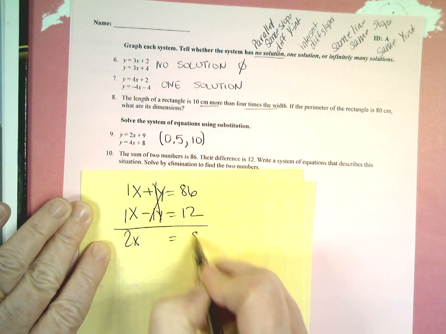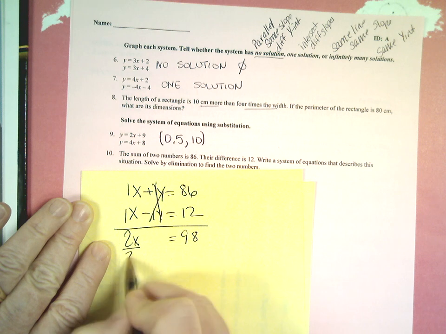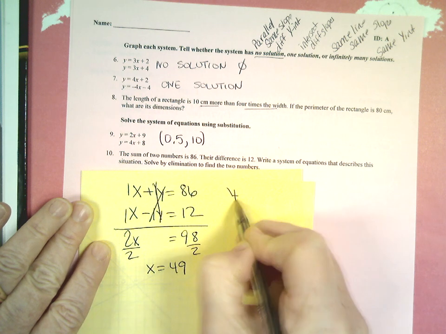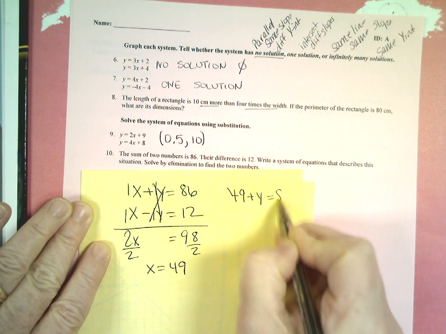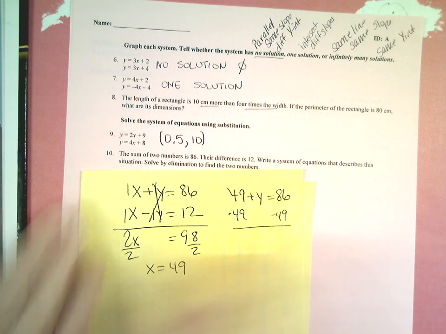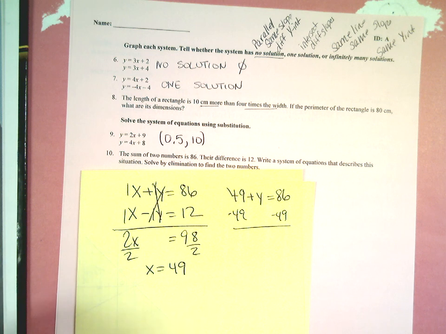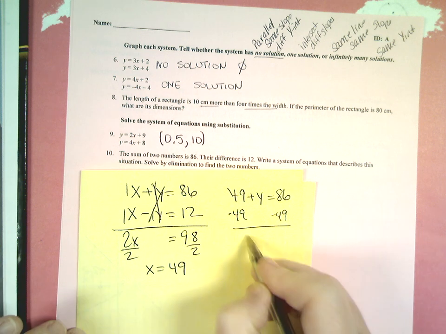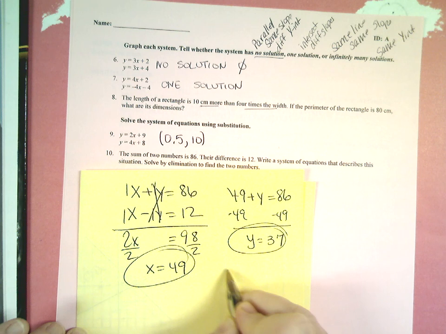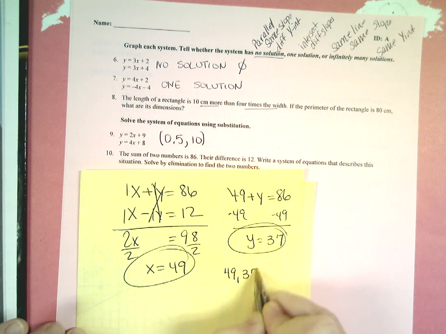2x equals 98. Divide by 2. X is 49. So 49 plus y is 86. Subtract 49. Y is 37. So your two numbers are 49 and 37.